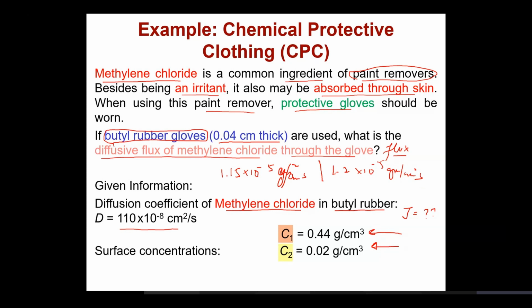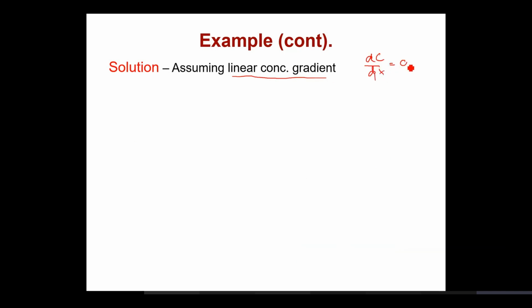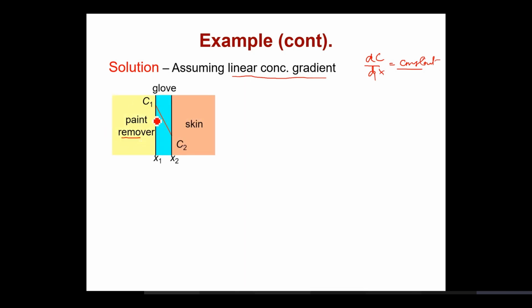Let's have a look at the solution. Solution says that you have to assume a linear concentration gradient. That means dC over dx is constant. It's not changing. For that, you assume that on one side you have paint remover where your concentration is high, and at a distance of the glove thickness where you have the contact with the skin, you have a low concentration, and this concentration is varying linearly.